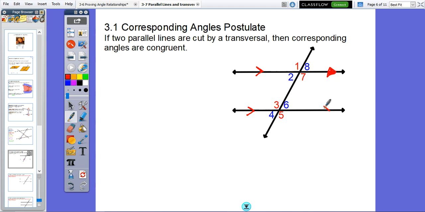They'll only have one or the other, not both, but they'll have something like this to say, hey, these two lines are parallel. All right, I know they're parallel. So because these lines are parallel, we can go ahead and assume that the corresponding angles are congruent.